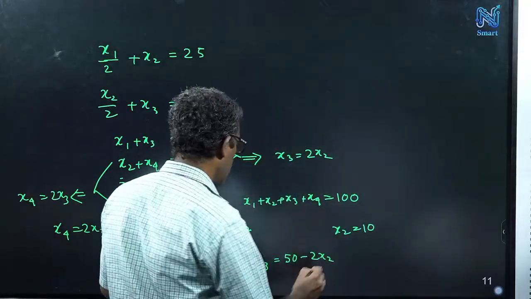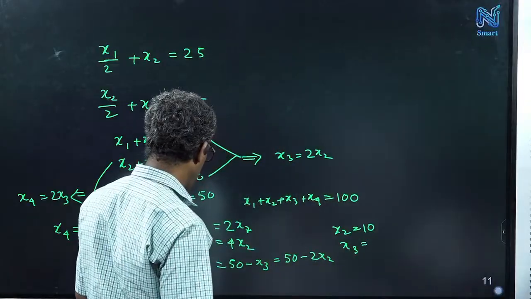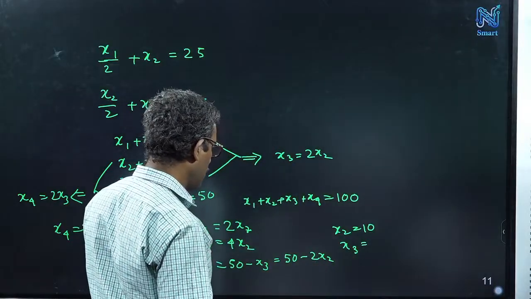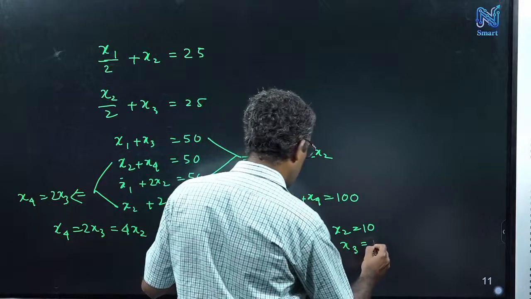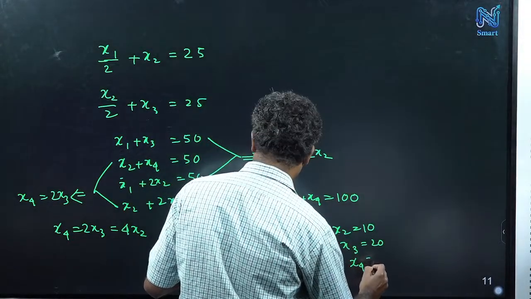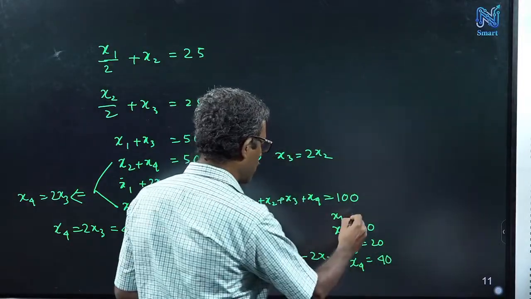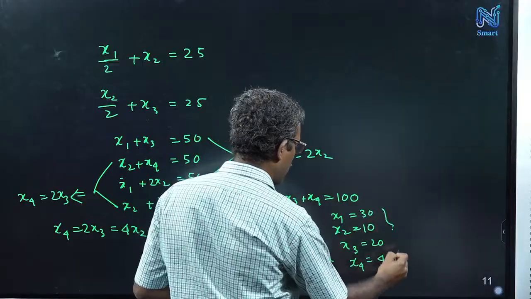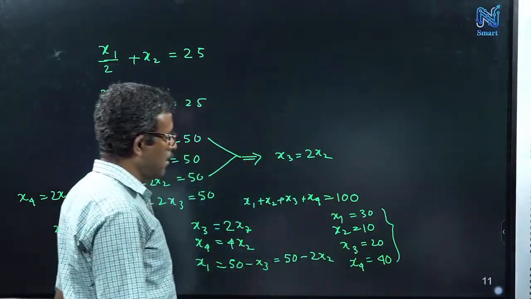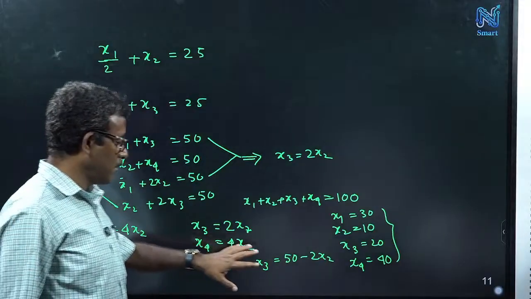x2 is 10 means x3 is 20. So x4 is then 40 and x1 is 30. So 50 minus 20, 30. So highest is 40. Okay. Any question?